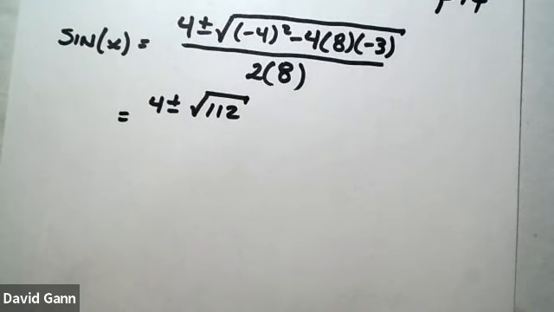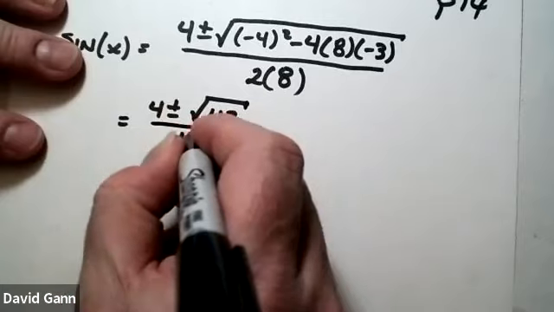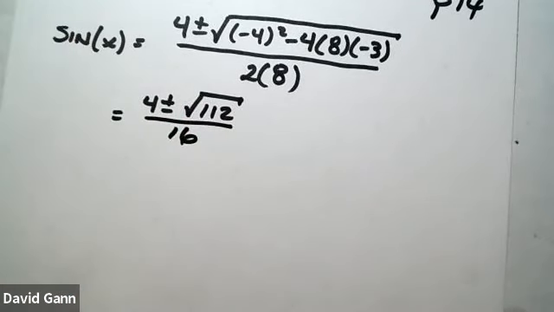But here's the thing. It's all over 16. I don't know that it's really necessary to simplify it down because I'm going to get just a numeric value here.